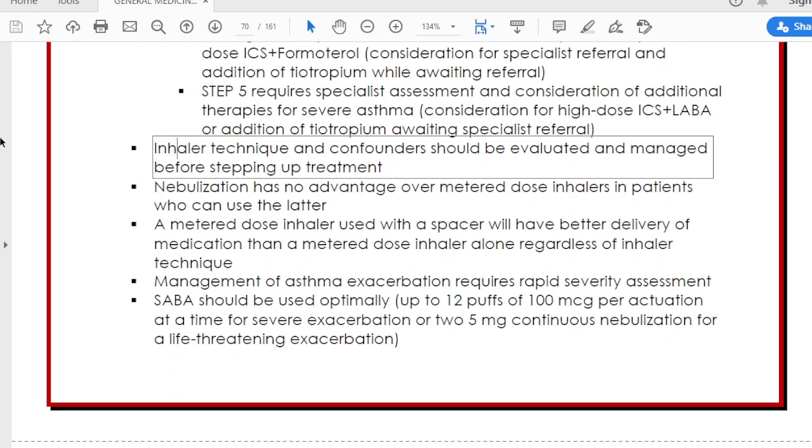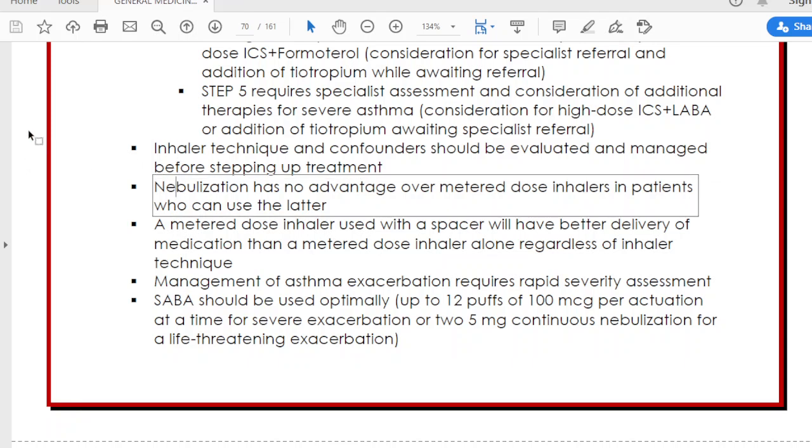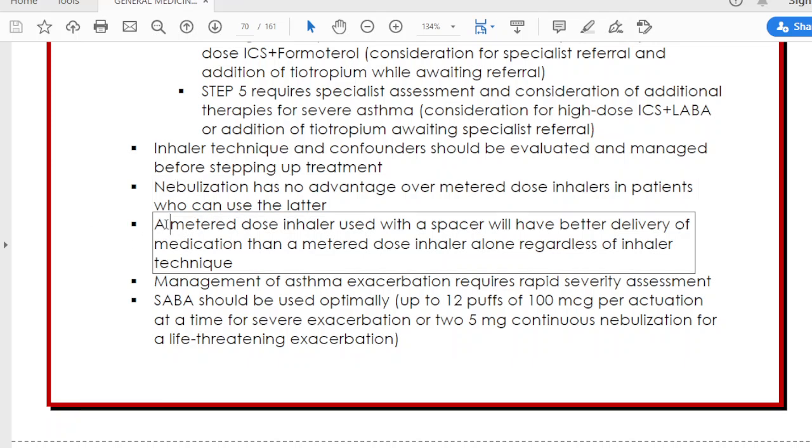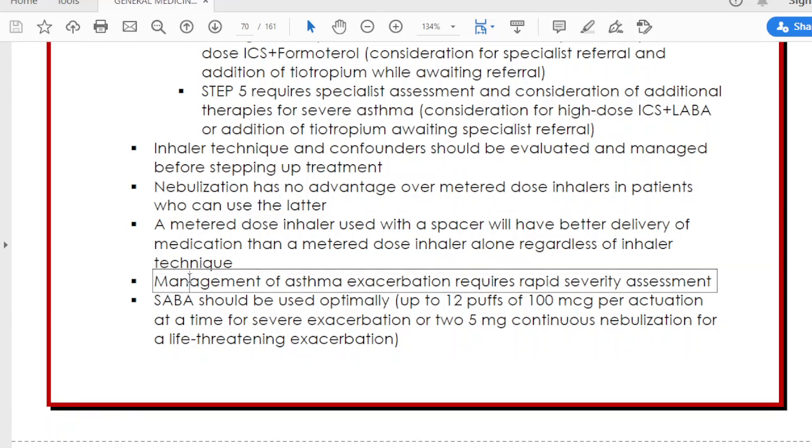Inhaler technique and confounders should be evaluated and managed before stepping up treatment. Nebulization has no advantage over metered dose inhalers in patients who can use the latter. A metered dose inhaler used with a spacer will have better delivery of medication than a metered dose inhaler alone, regardless of inhaler technique. Management of asthma exacerbation requires rapid severity assessment.